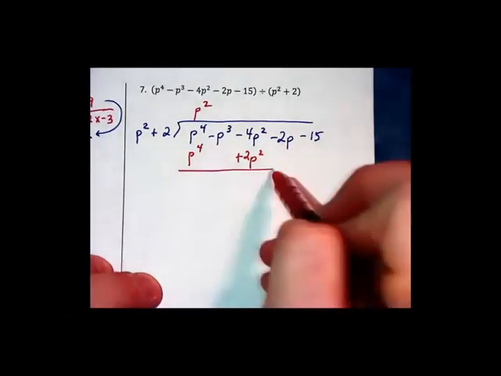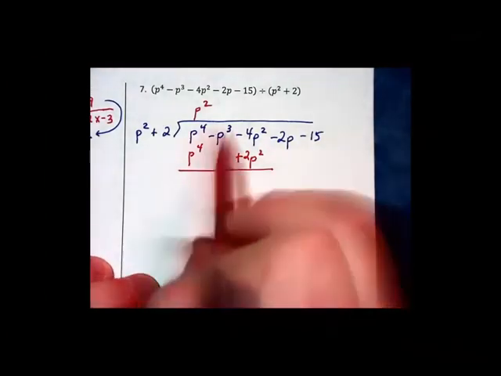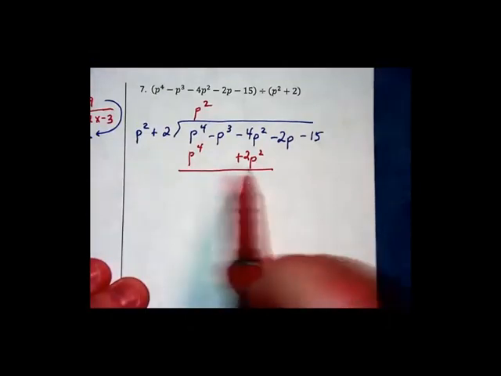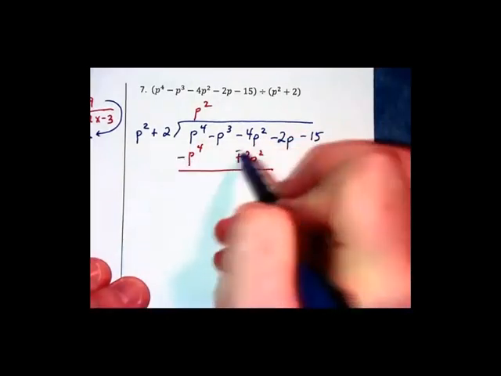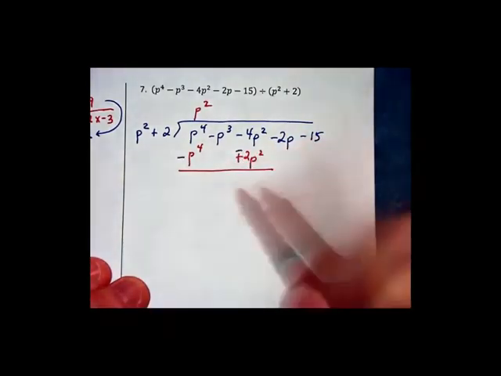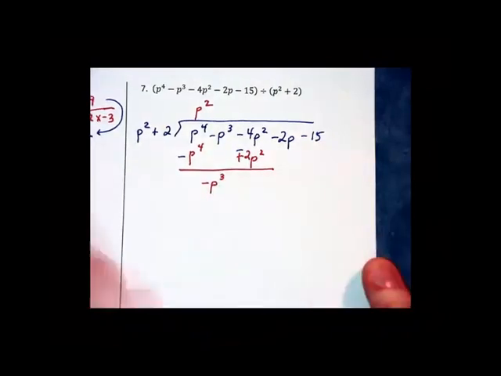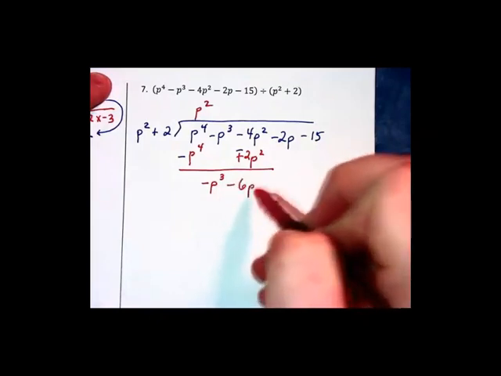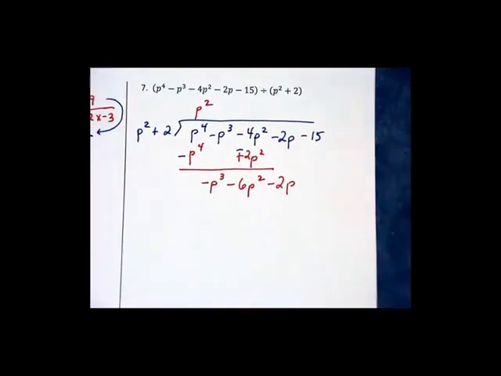Notice where that lined up. I did not put it under the p to the third because it didn't belong there. Because we skipped over a position here in our divisor, we're skipping over a position underneath here. We're going to add the opposite, changing these signs. The minus p to the third is going to just kind of fall through the cracks there because nothing is being subtracted. We're going to have minus 6p squared in the next column, and I'm going to bring down the minus 2p at the same time.